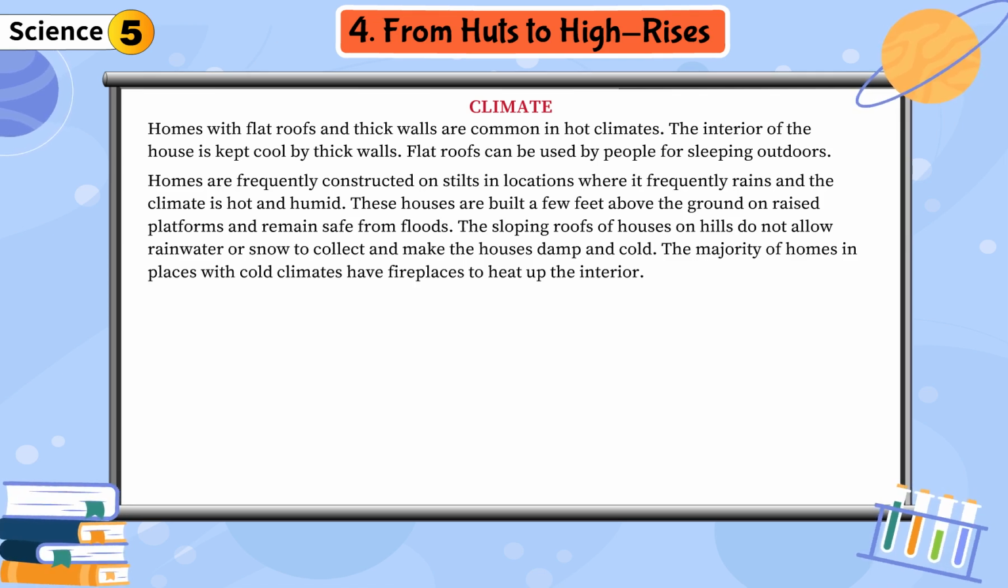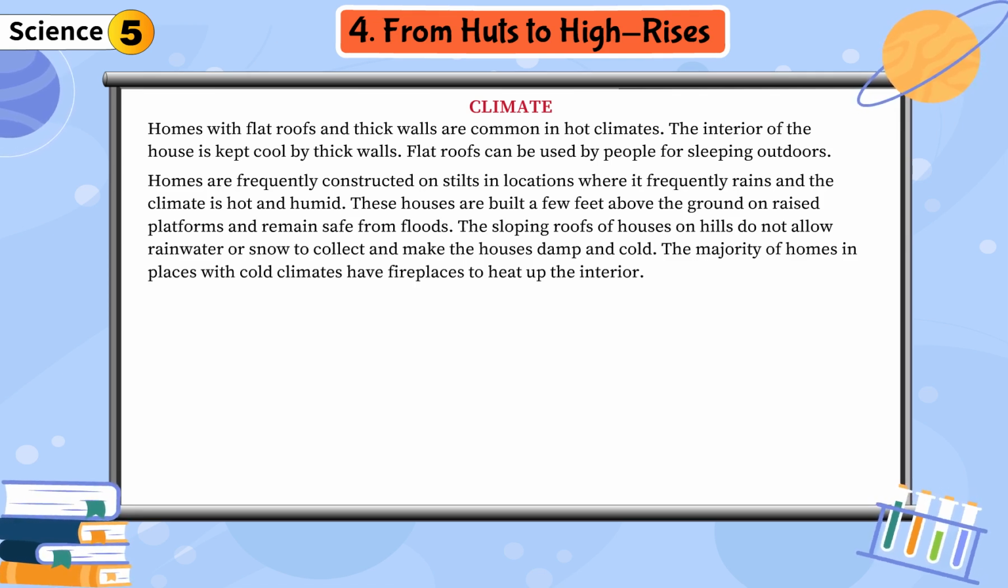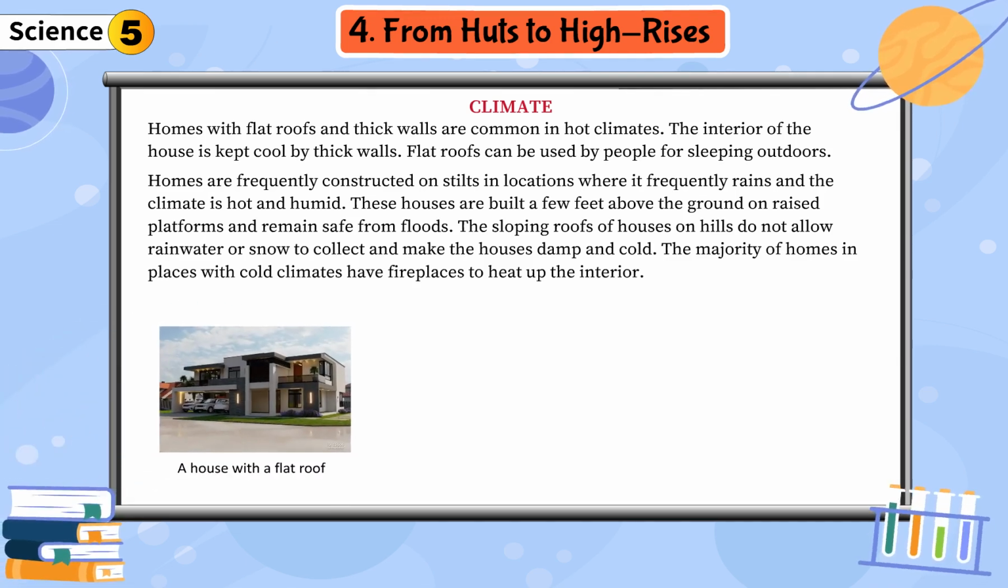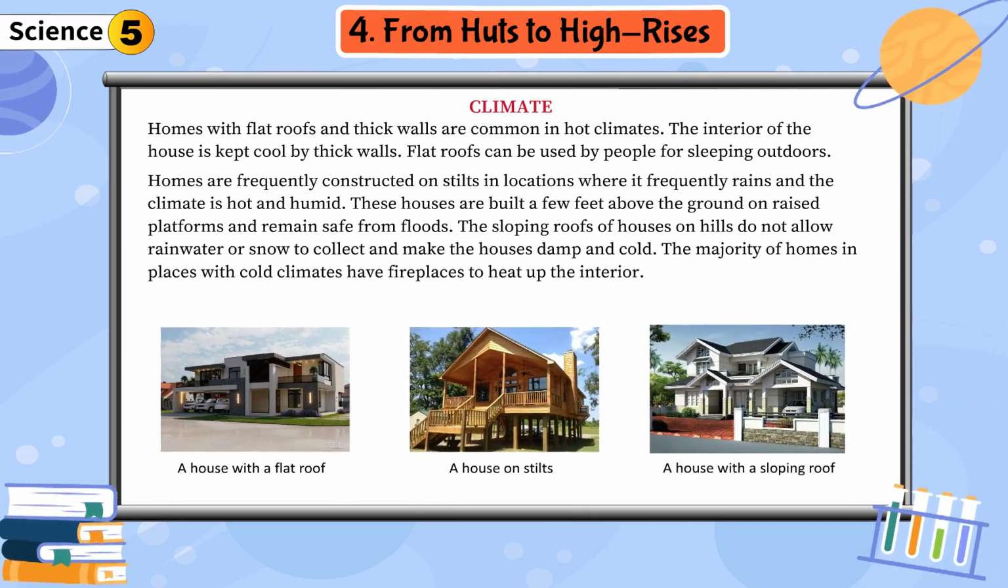Homes are frequently constructed on stilts in locations where it frequently rains and the climate is hot and humid. These houses are built a few feet above the ground on raised platforms and remain safe from floods. The sloping roofs of houses on hills do not allow rainwater or snow to collect and make the houses damp and cold. The majority of homes in places with cold climates have fireplaces to heat up the interior. House with a flat roof. House on stilts. House with a sloping roof.